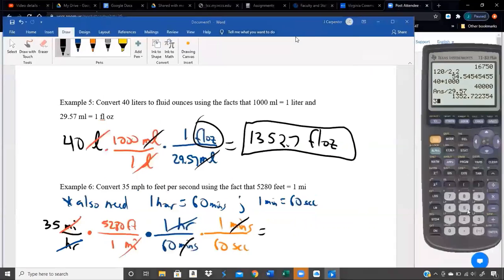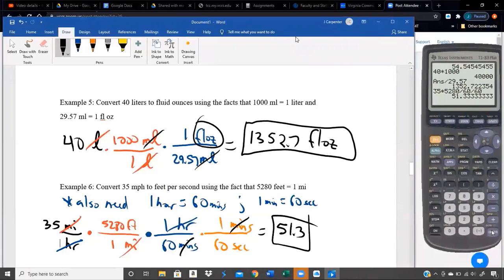Starting with our 35 from the miles per hour times the 5280 divided by the 60 divided by the 60. And then there was 1. And we end up with 51.3 when we round to the nearest tenth. So 51.3, and if you box this up, you know it's wrong. Why is it wrong? Because you didn't write your units.